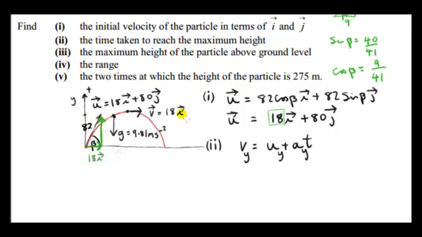But we know from a previous video the key point here is when a particle reaches its maximum height, the velocity vector is horizontal. The tangent to the trajectory is horizontal. So the y component is 0. So this is the key point.